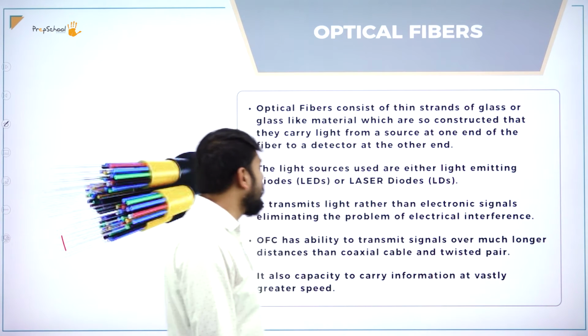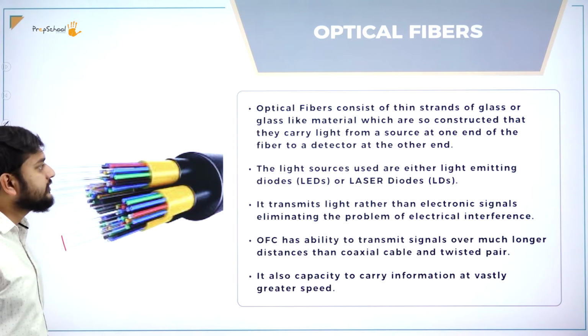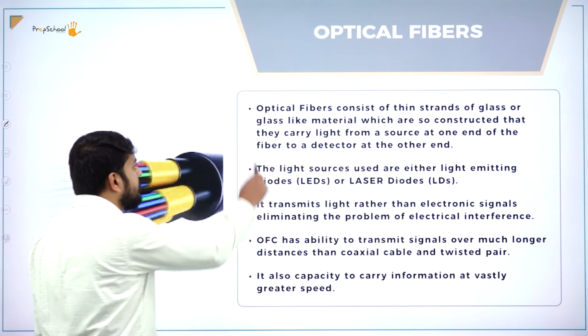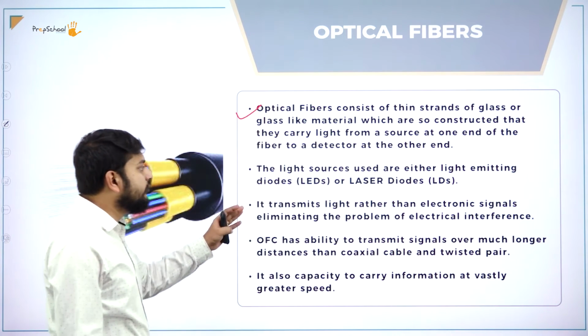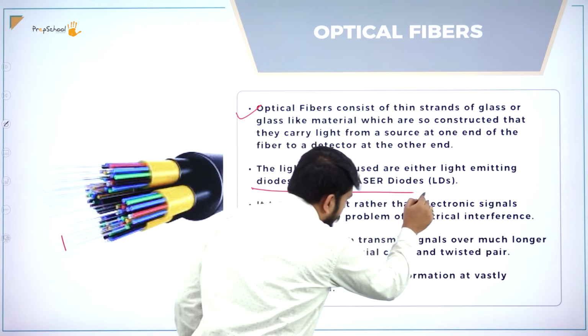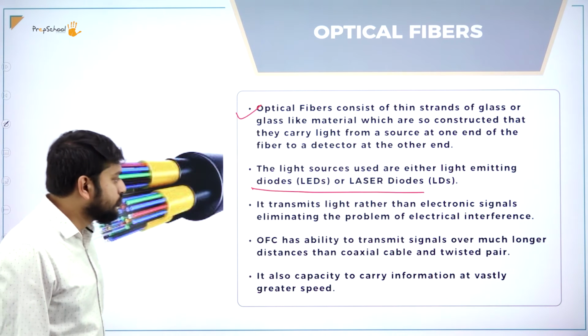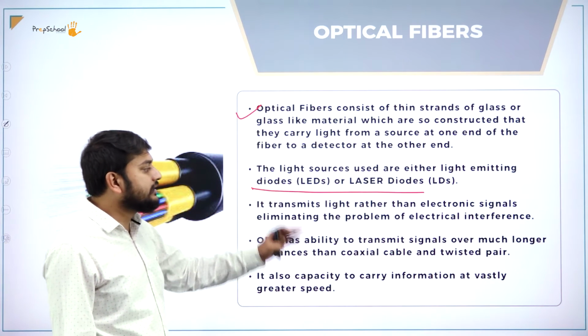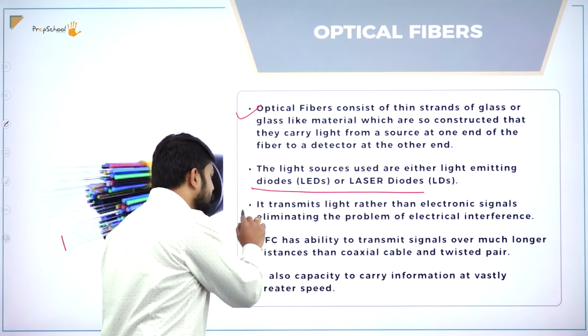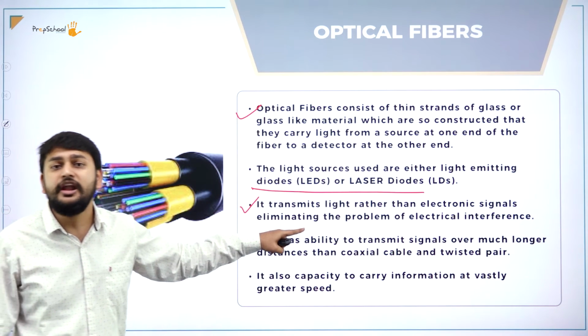Yes, let's check what we had on the slide. So guys, optical fiber consists of thin glass strands. Yes, we have studied that. The second one is that the light source used is either light emitting diodes or laser diodes. Yes, we discussed that too. Transmitting light rather than electrical signals eliminates the emitting problem. Yes, we have discussed this also. They are speaking about the interference.